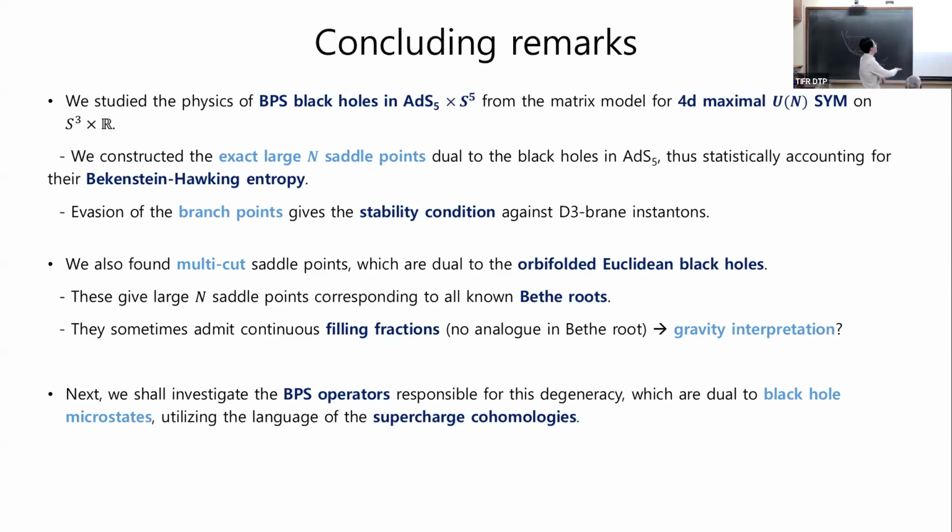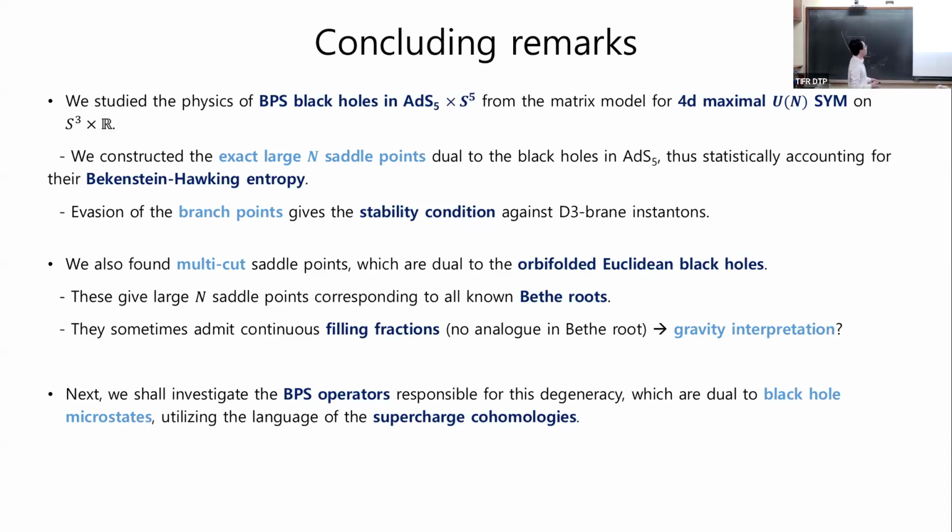So let us summarize for today's talk. We studied the biggest black holes in AdS5 x S5 from the matrix model of N=4 super Yang-Mills. We constructed large saddle points towards the black holes, accounting for the Bekenstein-Hawking entropy. And I explained some physics behind its branch point and stability condition against the discrete brane instantons. In addition, we found some multiple saddle points, which are due to what we call the Euclidean black holes, and there are also some other saddle points of our matrix model.